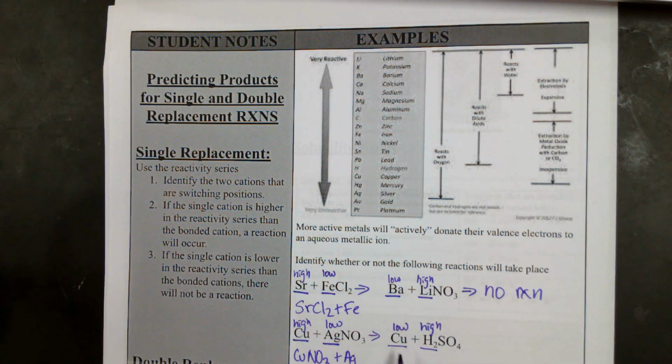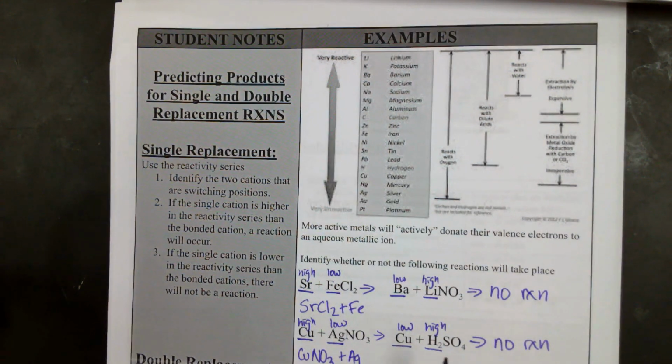Do you think the low dog can kick out the high dog? No. So this reaction is not going to occur. There's going to be no reaction because hydrogen is already higher than the copper. So that's how you figure out what's happening with metals and metals only.